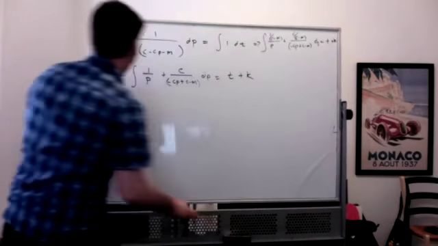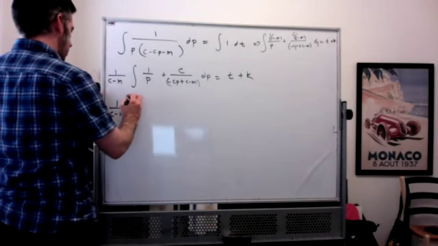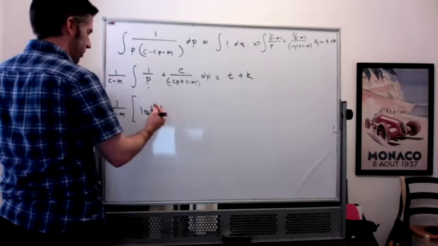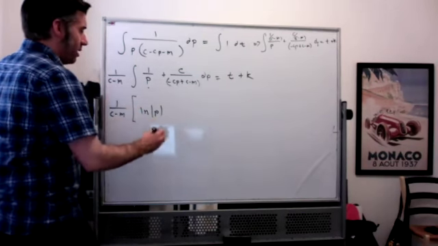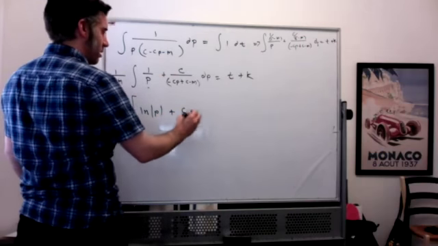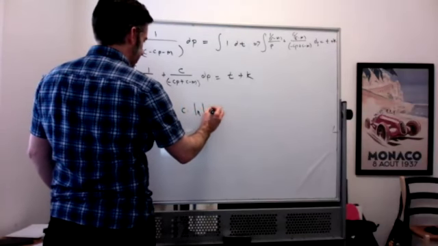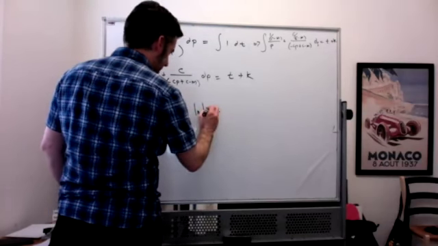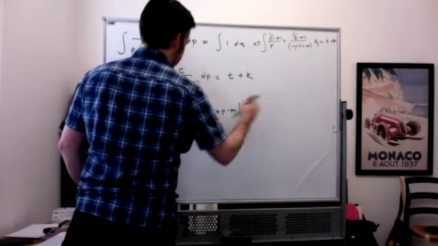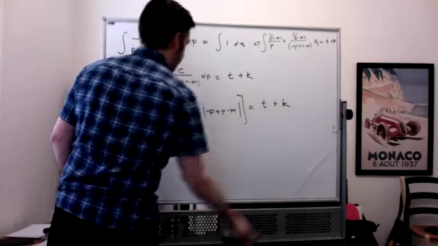So let's see here. So you get 1 over C minus M. The integral of 1 over P is the natural log of the absolute value of P. I'm probably going to drop the absolute values, but hey. And the integral here, so you're going to get C times the natural log of absolute value of negative CP plus P minus M. Now that's not exactly right, but I'm going to fix it with you guys.